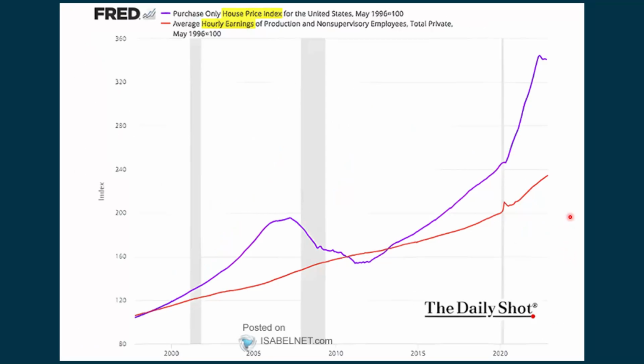This is the housing price index. That's the purple line, where housing prices have been going up, but they're starting to level off. Down here are the average hourly earnings, and it's showing that people are not really able to afford these houses at these current prices. So will the price come down, or will earnings go up?